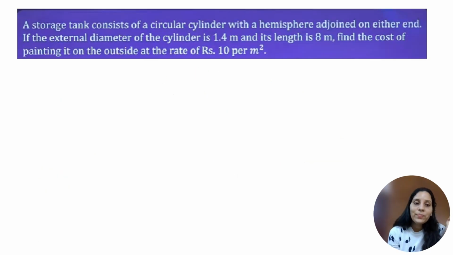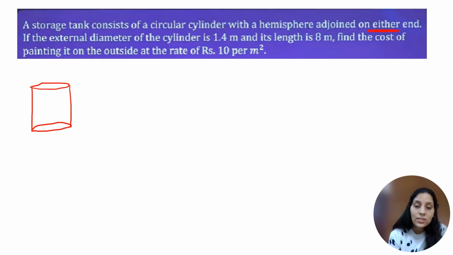Now moving on. A storage tank consists of a circular cylinder with hemispheres adjoined on either end. Either end means, I'll tell you. First let me draw a cylinder. You have a storage tank which consists of a cylinder with a hemisphere adjoined on either end. Either end means you can draw the hemisphere on top or on the bottom. I'm going to draw it on the bottom. This hemisphere can also be drawn on the top. So it is either end, top or bottom.